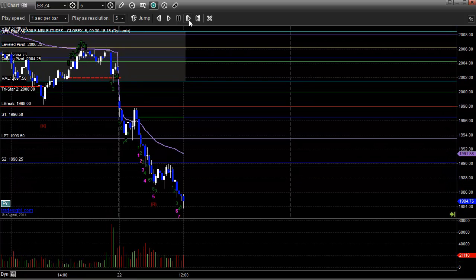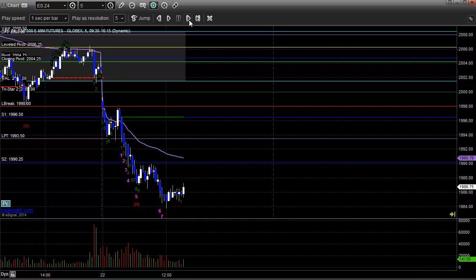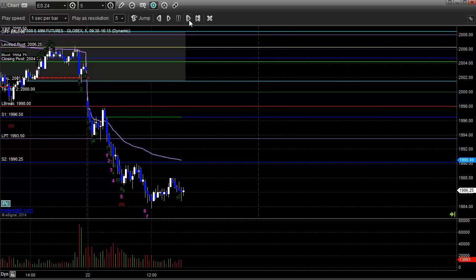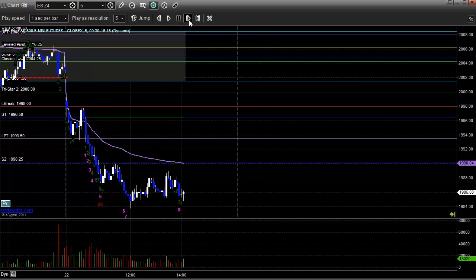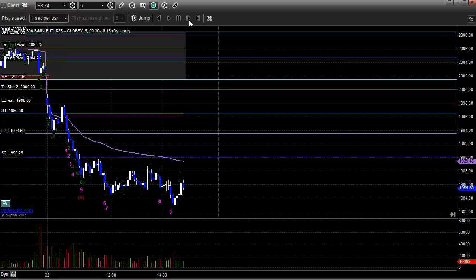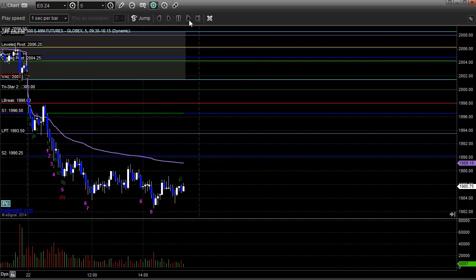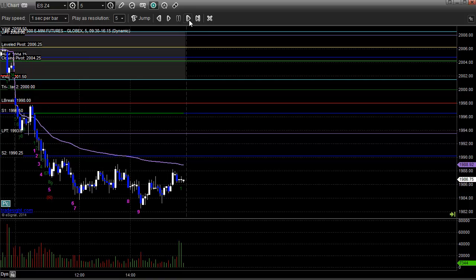This is lunchtime, and we've already dropped significantly on the S&P. All right, and here is the rest of the day, kind of flattened out a little bit over lunch, as it often does. Tried to push a little lower in the afternoon, and nothing really happened. Okay, so most of the action was in the morning.